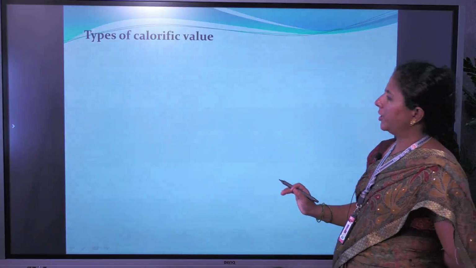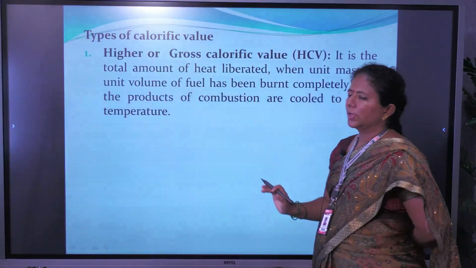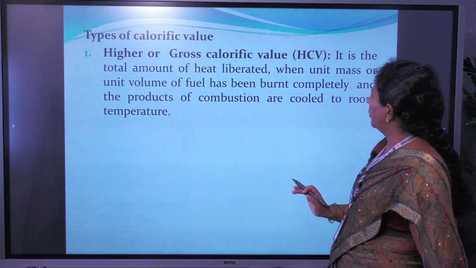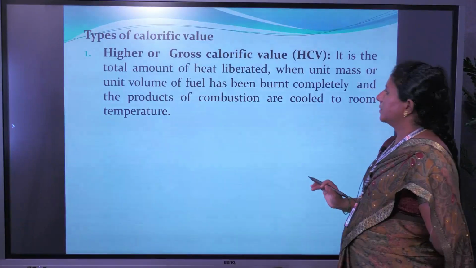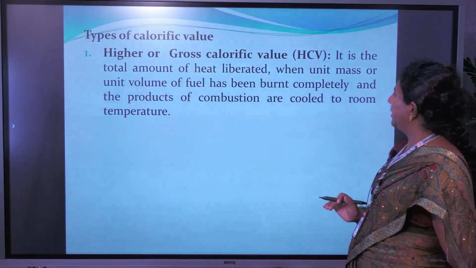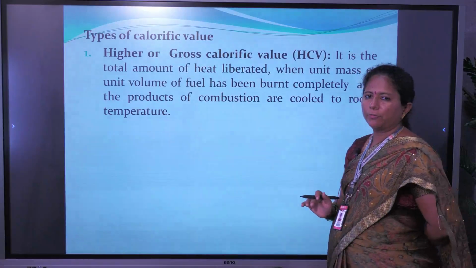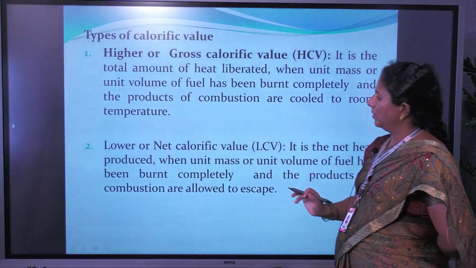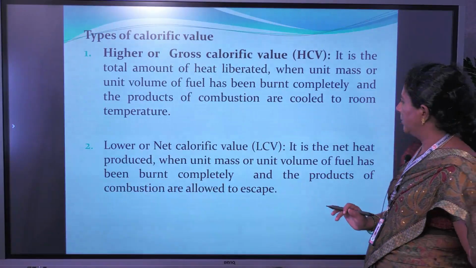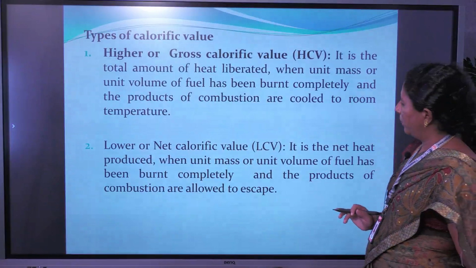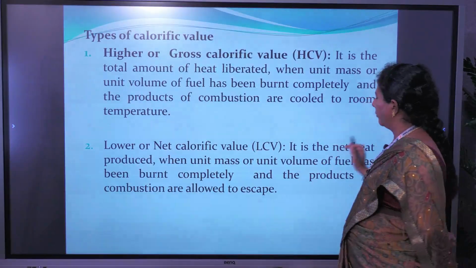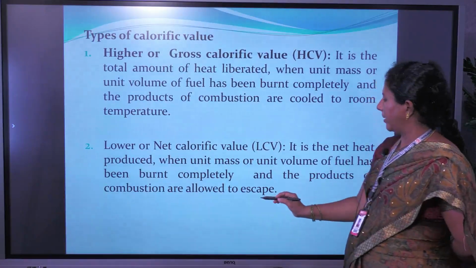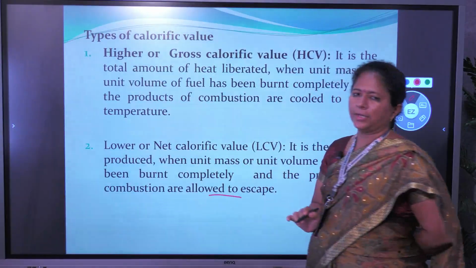Next, types of calorific value. Higher or gross calorific value, that means it is the total amount of heat liberated when unit mass or unit volume of fuel has been burnt completely and the products of combustion are cooled to room temperature. Lower or net calorific value, it is the net heat produced when unit mass or unit volume of fuel has been burnt completely and the products of combustion are allowed to escape.